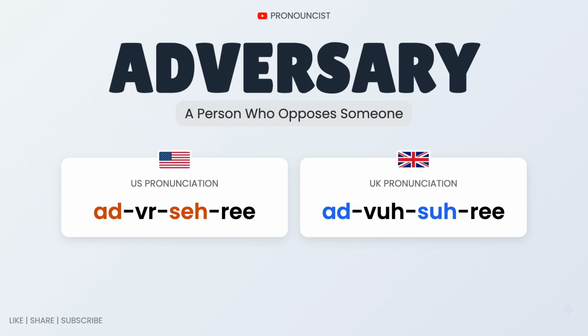US uses VR. UK uses V. Then se versus s. Practice repeatedly and you'll soon be able to say this word perfectly. The best way to practice is to repeat the syllable multiple times.